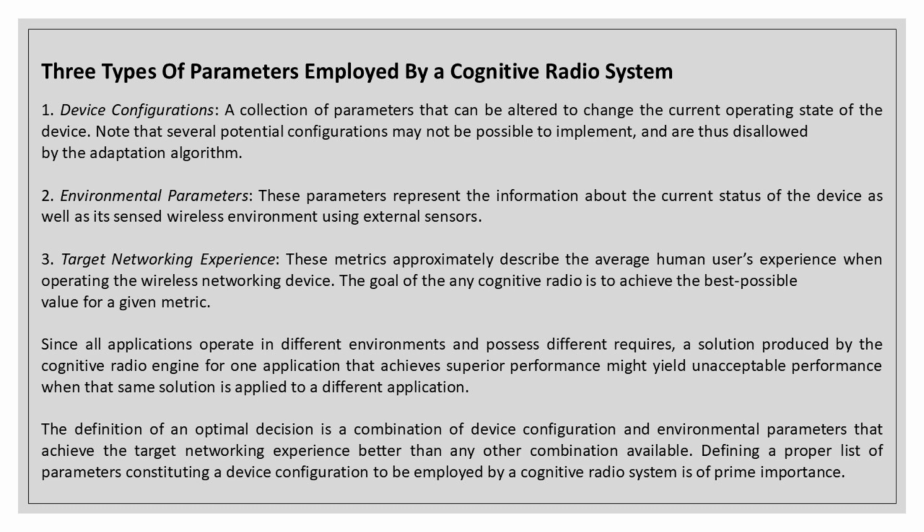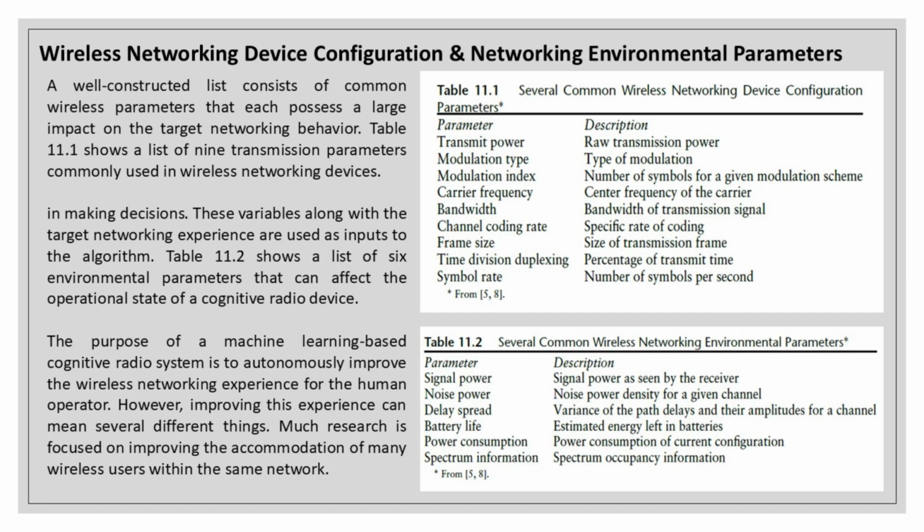Defining a proper list of parameters constituting a device configuration to be employed by a cognitive radio system is of prime importance. Wireless networking device configuration and networking environmental parameters. A well-constructed list consists of common wireless parameters that each pose a large impact on the target networking behavior. Table 11.1 shows a list of 9 transmission parameters commonly used in wireless networking devices.